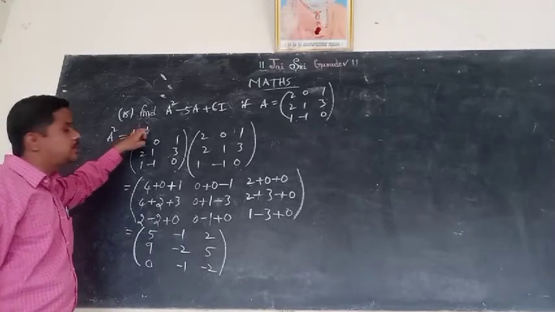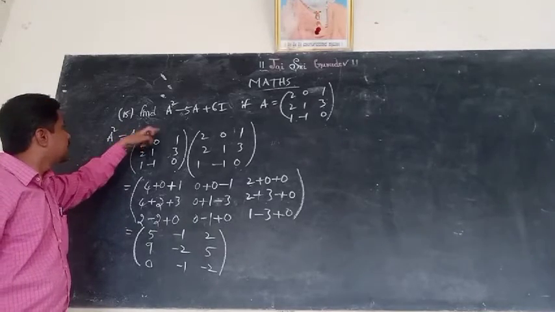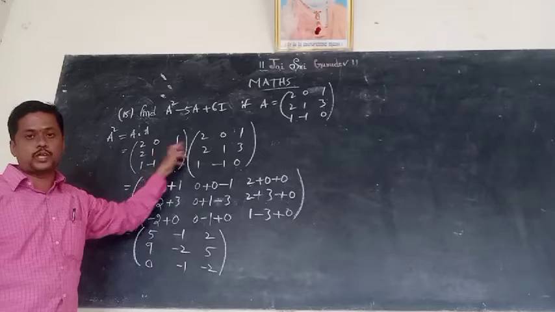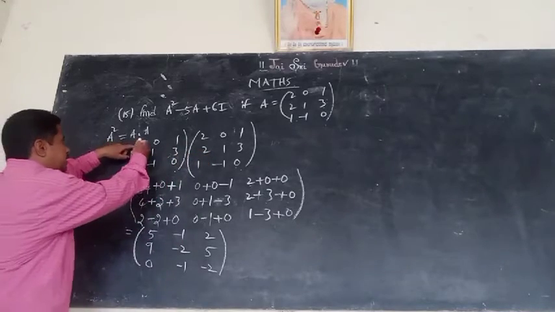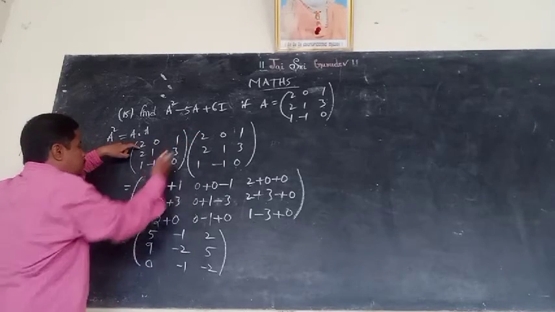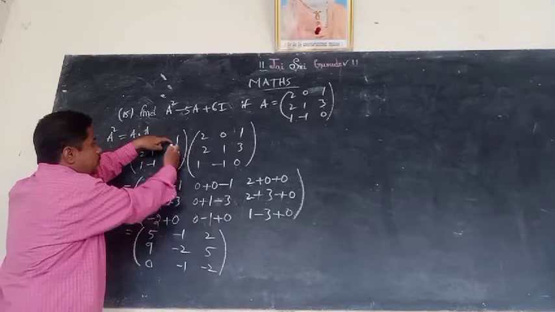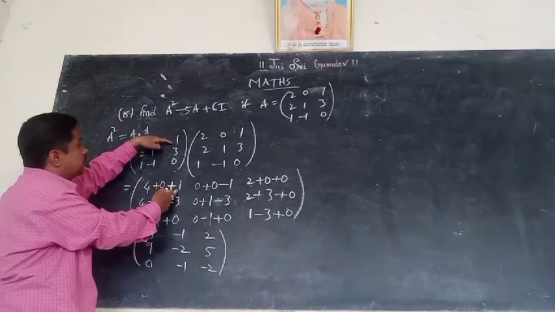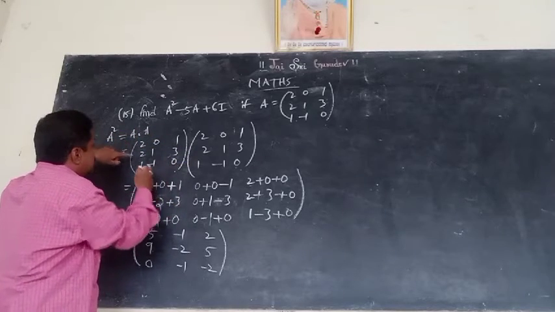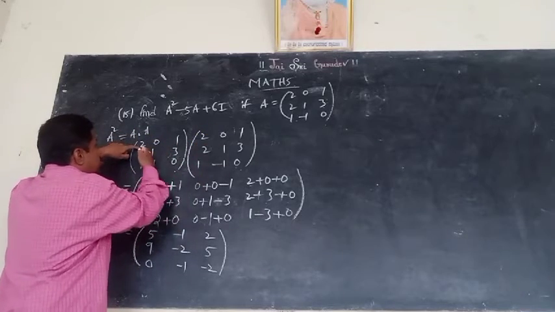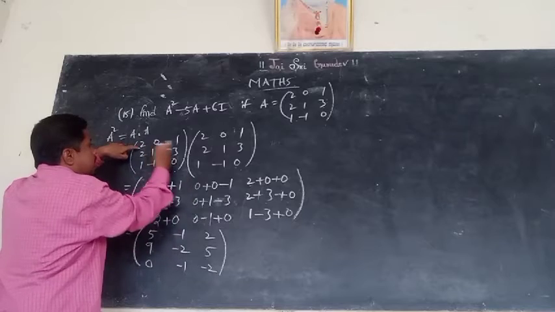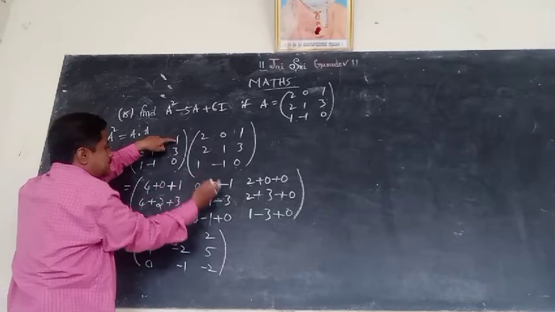A square is A into A. Write down the same matrix 2 times. Okay? First row, first column: 2 into 2, 4; 0 into 0; 1 into 2, 1. Okay? 1 into 1. So first row, second column: 2 into 0, 0; 0 into 1, 0; 1 into minus 1, minus 1.